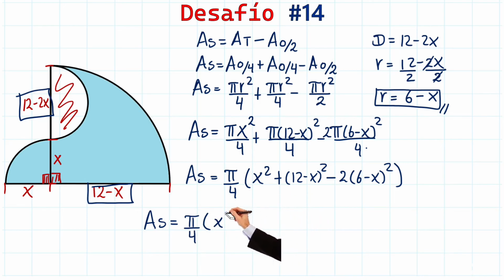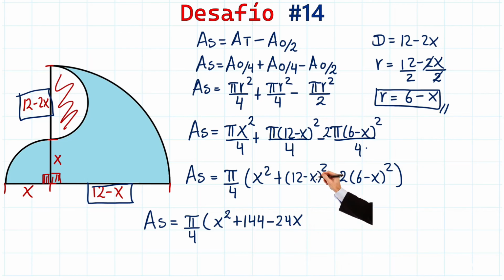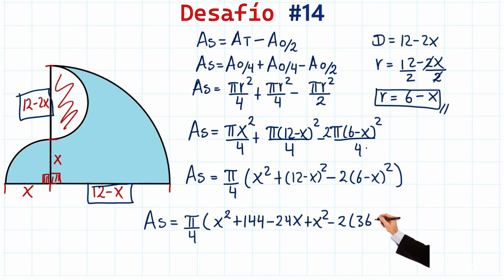Very well. We have x squared plus we have a binomial squared. The first term squared would be 12 squared, which gives us 144. Minus double the product of the first by the second, which would be 2 times 12. That gives us 24, and times x, 24x. Very well. And the second term squared would be plus x squared. Then we have minus 2, and we're going to develop this binomial. The first term squared would be 36 minus double the product of the first by the second would be 12x. And finally, plus the second term squared would be plus x squared.